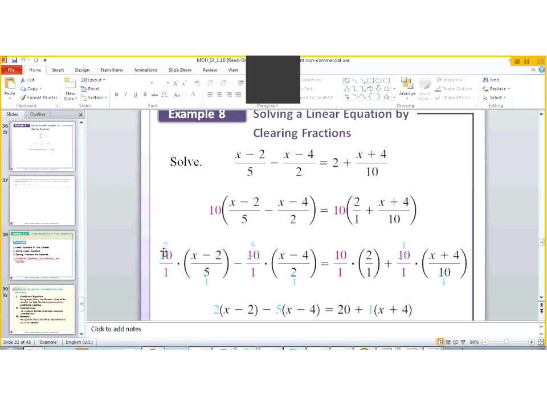Right there. What is 10 divided by 5? 2. So you saw it reduces to 2, and then the other stuff still remains. X minus 2 stays here, but only the 5 disappears, right? Right, 5 cancels. Same as 2 here for the second one. 10 over 2 is 5, right? So that becomes 5 times x minus 4.